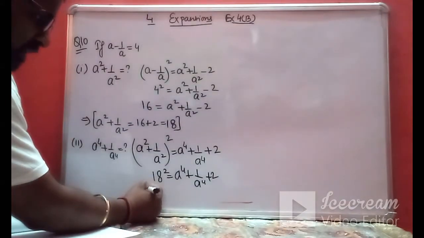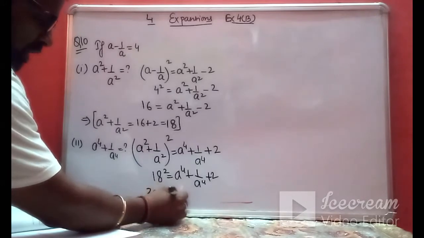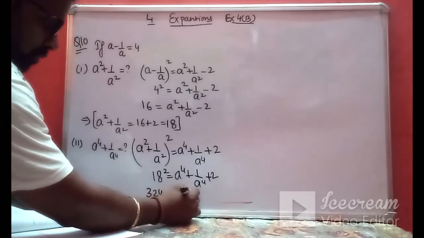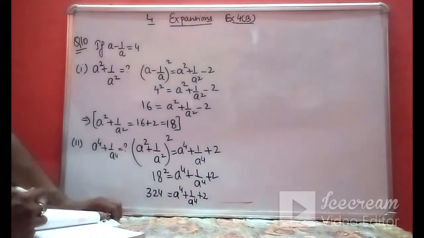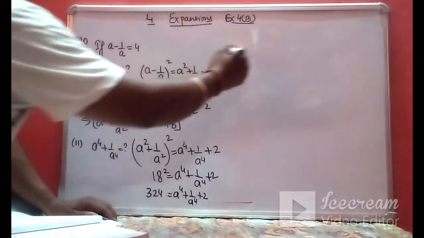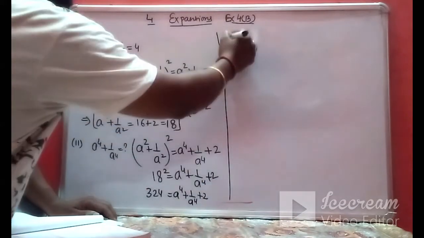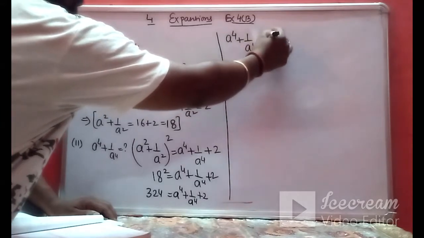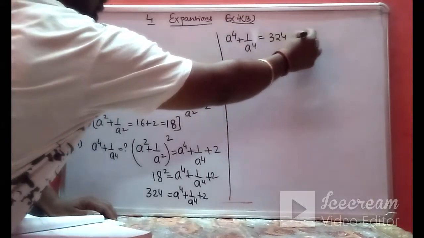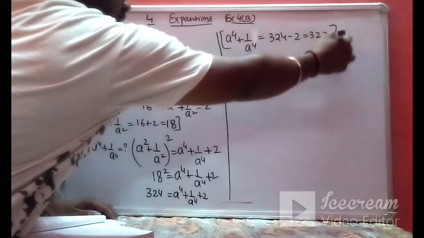So 18 square is 324, equal to a to the power 4 plus 1 upon a to the power 4 plus 2. So finally we will get a to the power 4 plus 1 upon a to the power 4 is 324 minus 2, that is 322. So this is our second answer.